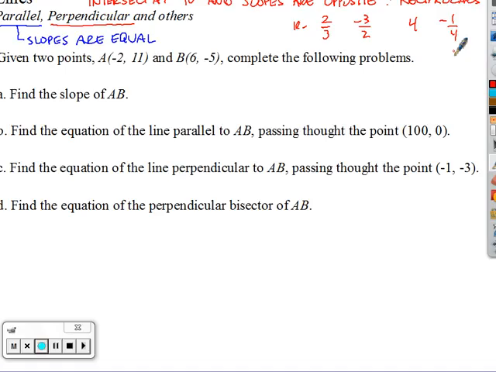So let's start this problem here. Given 2 points, point A, (-2, 11), and point B, (6, -5), complete the following problems. This is modeled very similarly to a question that you'll have on the test. Find the slope of AB.